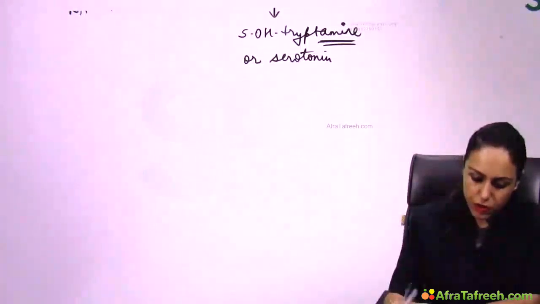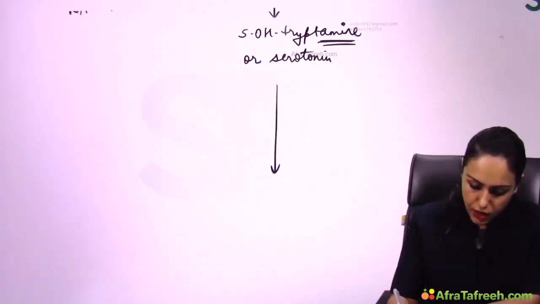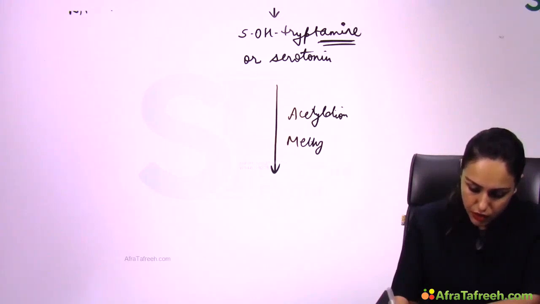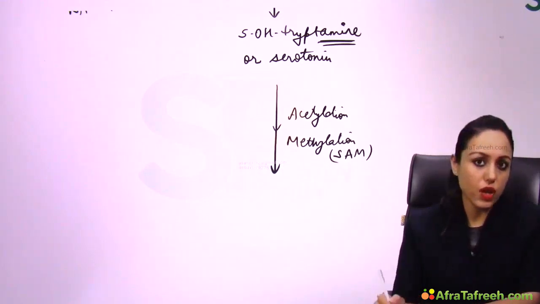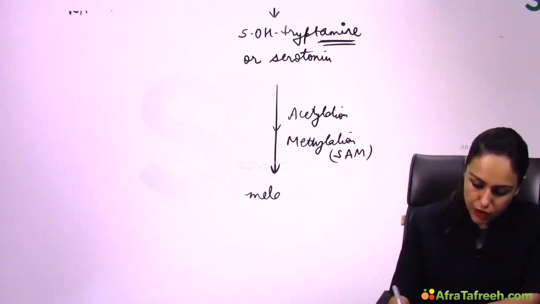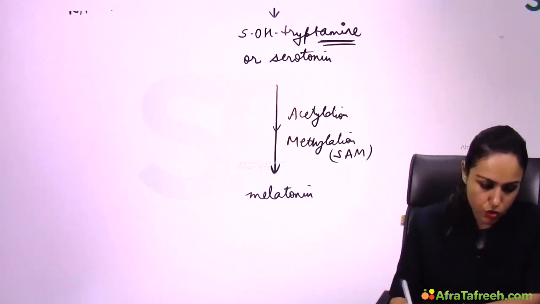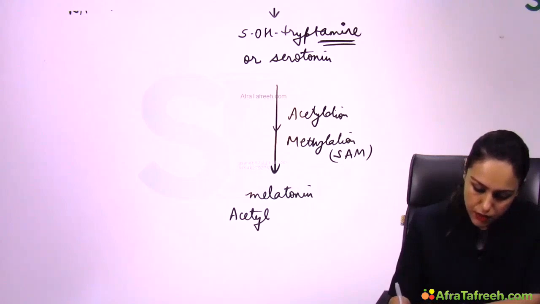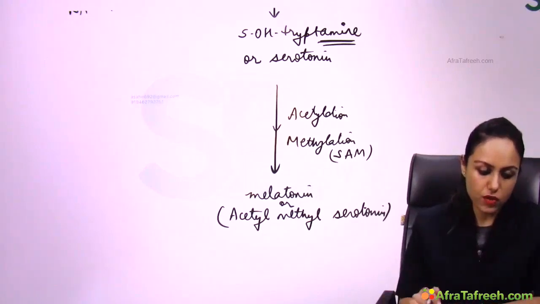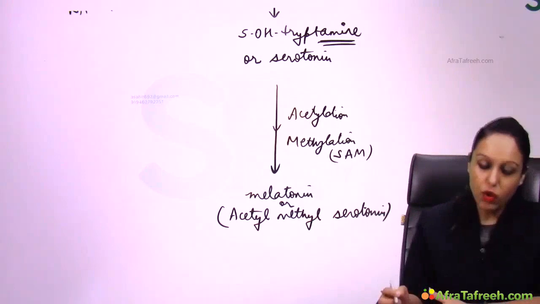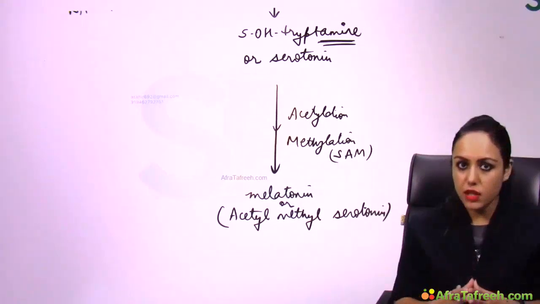Now further from the serotonin, acetylation will occur. After acetylation, methylation will occur. There are one or two steps here. Methylation will occur. This methyl group will be coming from SAM, S-adenosyl-methionine, and what is formed is melatonin, also known as acetyl methyl serotonin. Acetyl methyl serotonin or melatonin, that is formed, and the synthesis of these two compounds are occurring in different cells of the body.